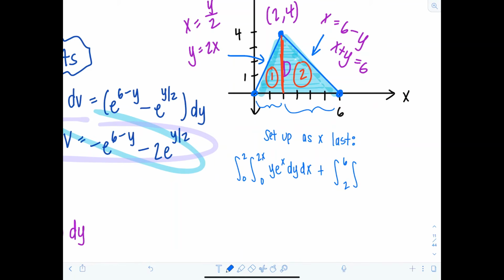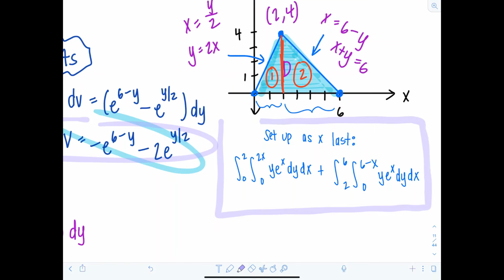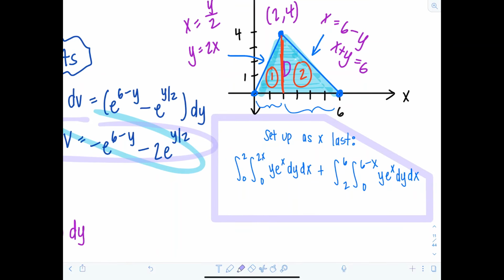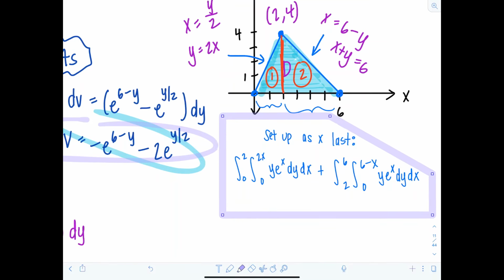Bounding it on the top would be x plus y equals 6, but I have to solve for y, so 6 minus x on the top, 0 on the bottom, y e to the x dy dx. And you would get the same answer. Isn't math so beautiful? So if you have some spare time and you want to confirm, why don't you verify that that would work as well? And you would still have to do integration by parts and all that stuff, so it's not like it's an easier computation.